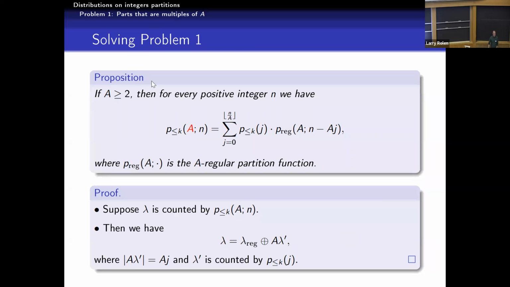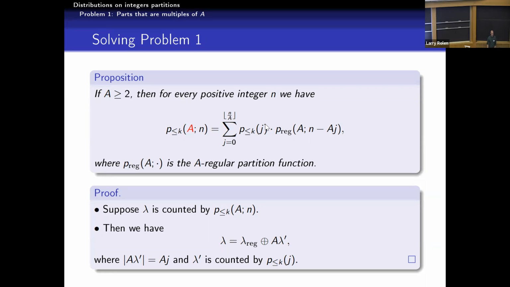Okay. The first proposition that we need is a purely combinatorial identity. This is going to give us a way of summing up the number of partitions. Let's remind ourselves of this notation. This is the number of partitions of n with no more than k parts that are divisible by a. Okay, so all of those terms. That's what we're looking at here.